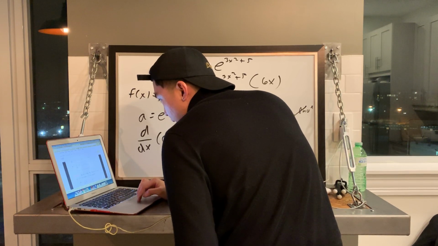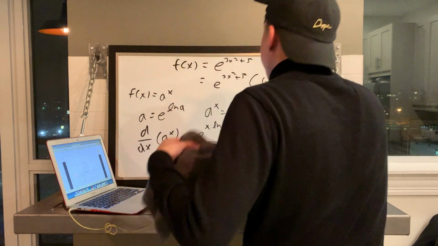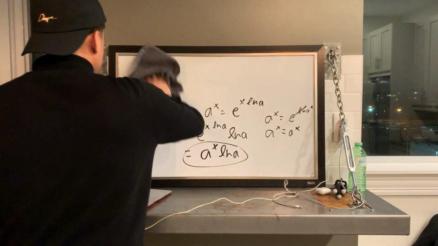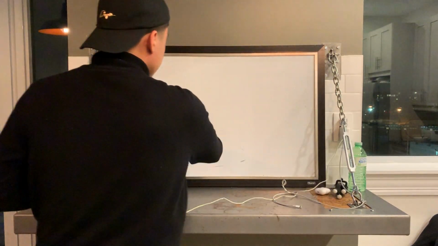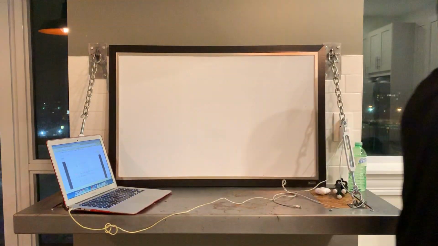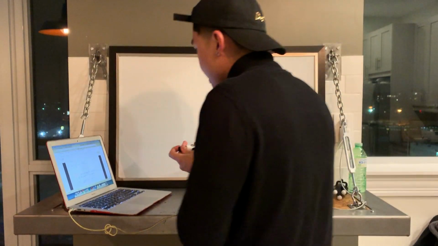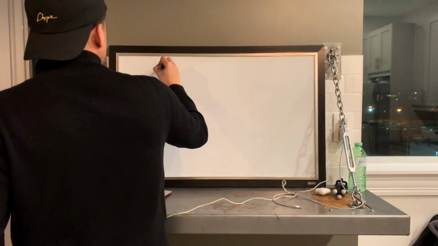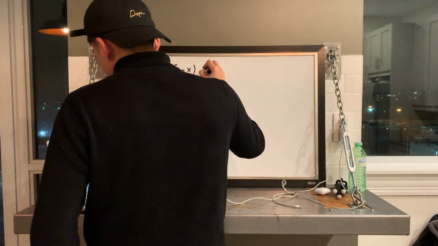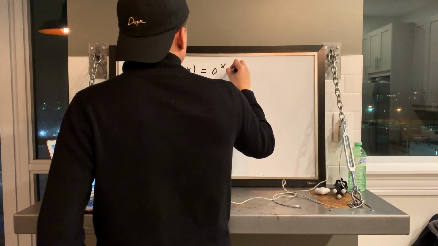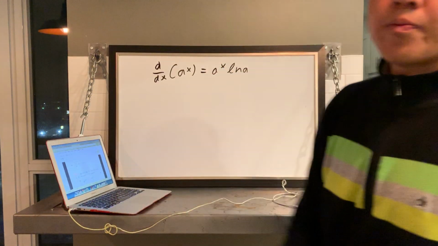You cannot apply the power. Okay, let's write it formally for the road, just in case you guys think I didn't teach it. Formally, for your notes, d dx of a to the x equals a to the x ln a. That's what it is.